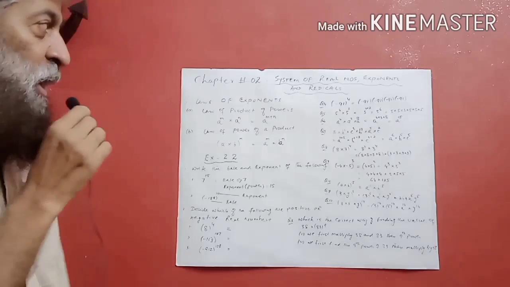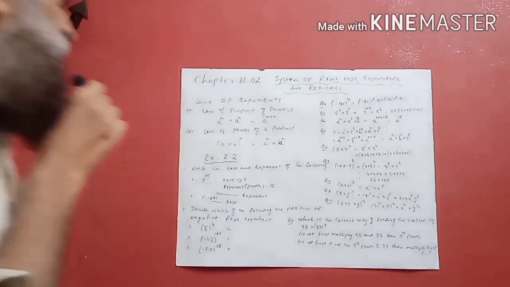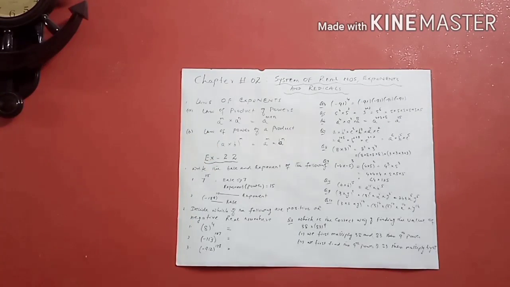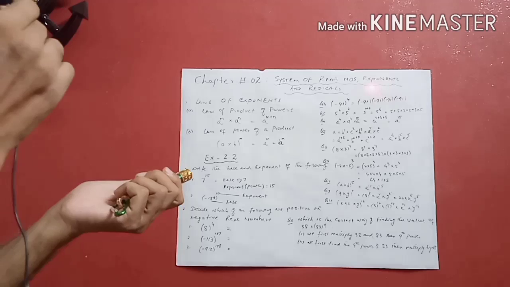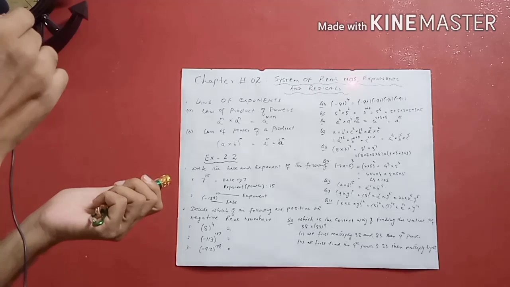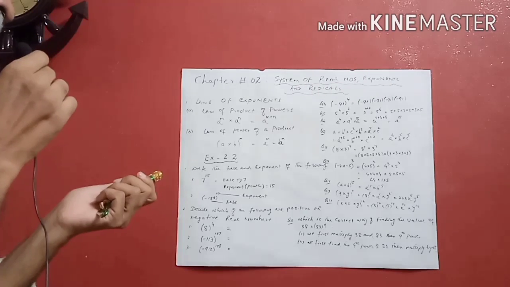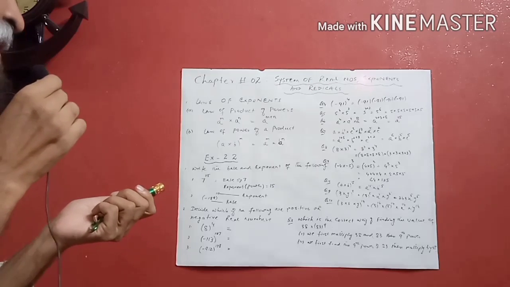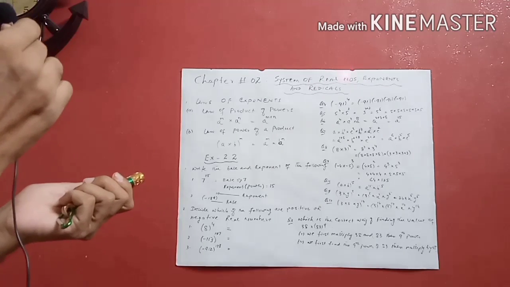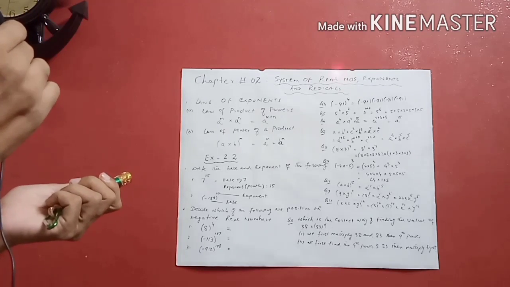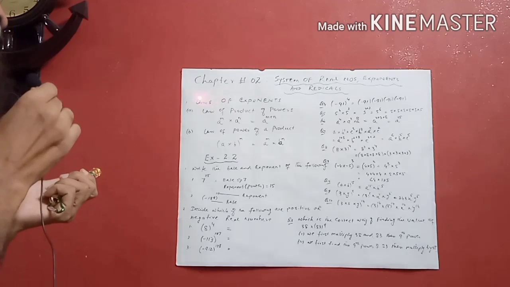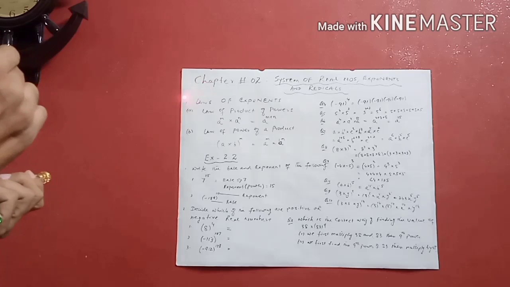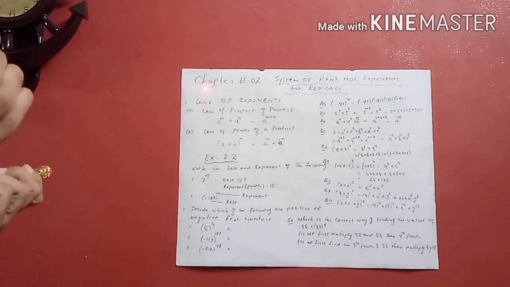Students, Assalamu alaikum. Today we will start chapter number 2 of mathematics, system of the real numbers, exponents and variables. This is the basic chapter of mathematics, algebra as well as mental mathematics. This chapter consists of the following laws. Number 1, laws of exponent.